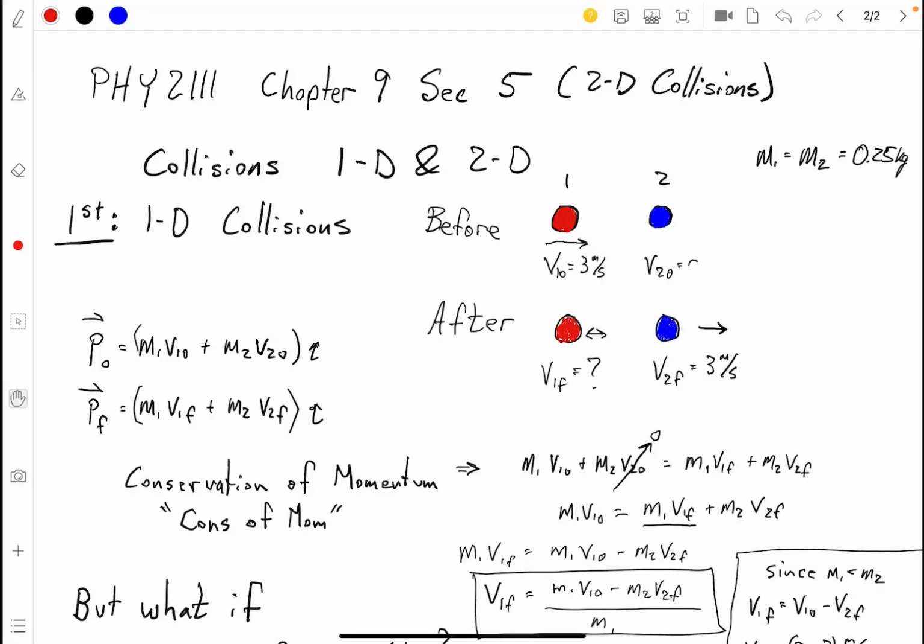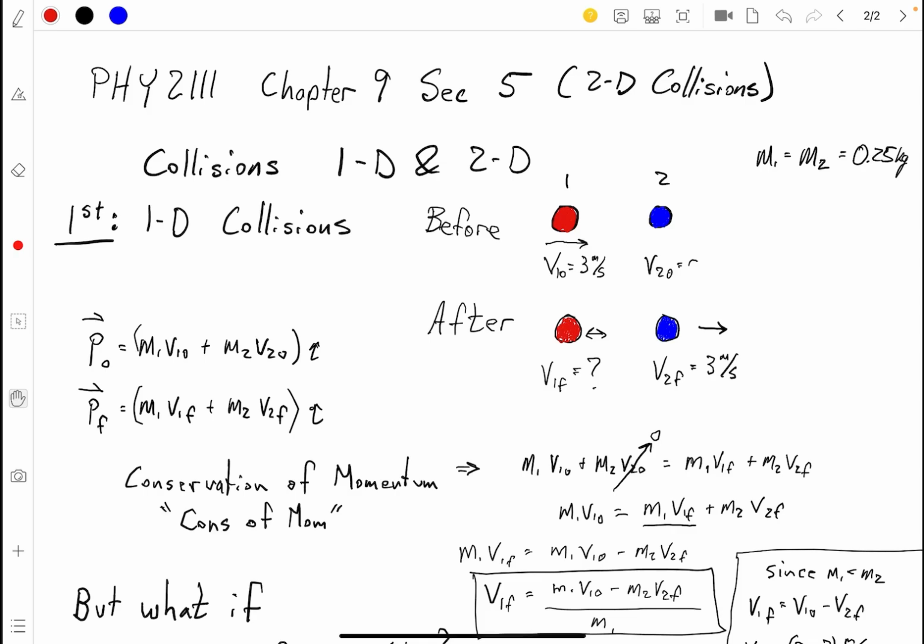Okay, so this is chapter 9, section 5, more or less. We're going to do 1D and 2D collisions. First we're going to talk about 1D collisions, just to get that 100% under our belt. So let's just do something in the X direction.